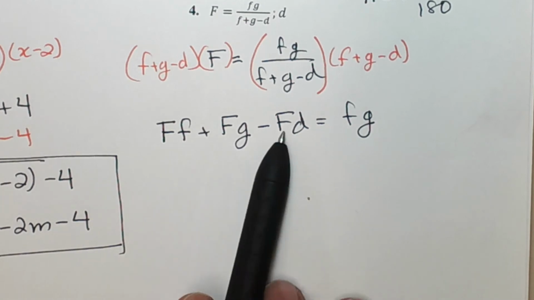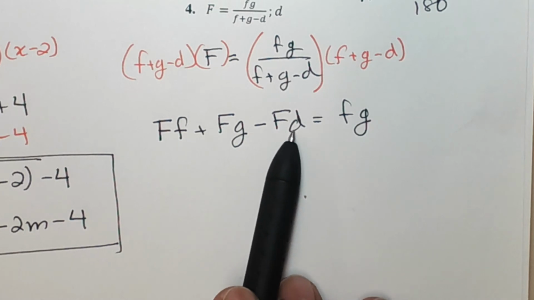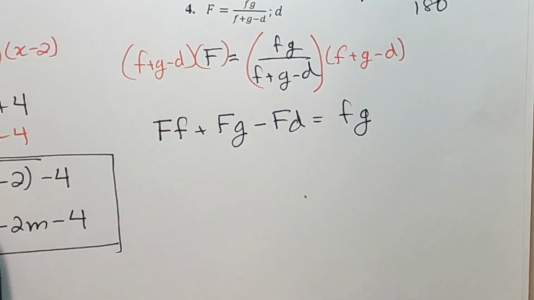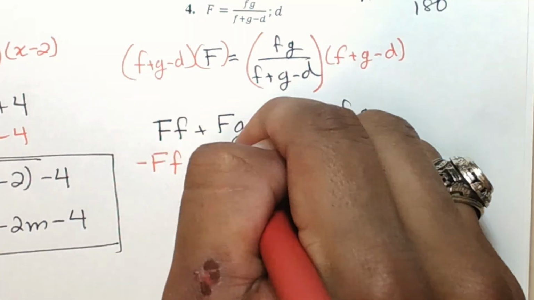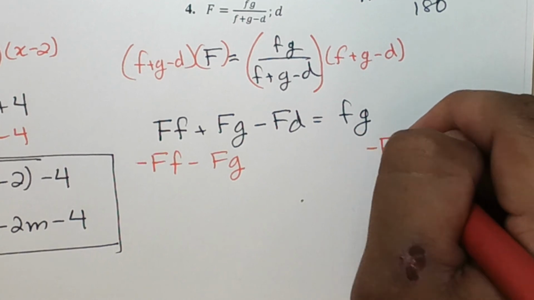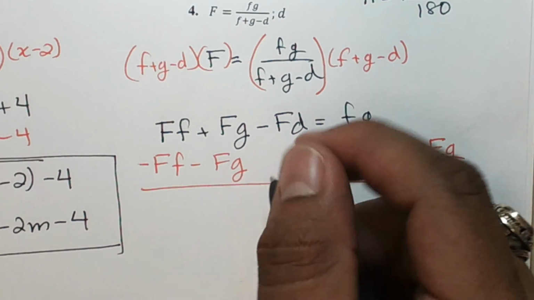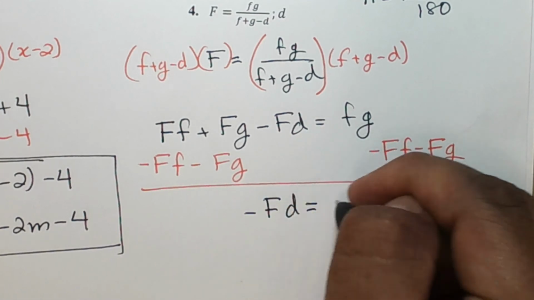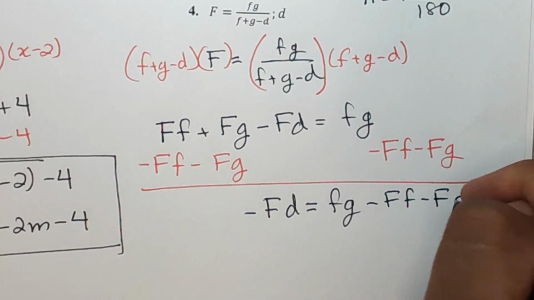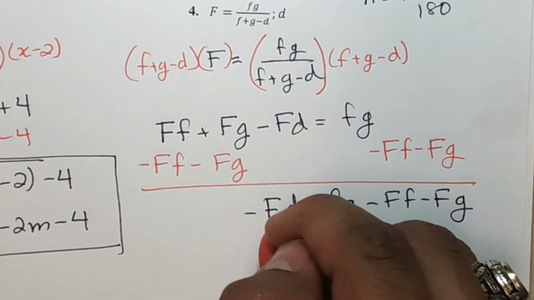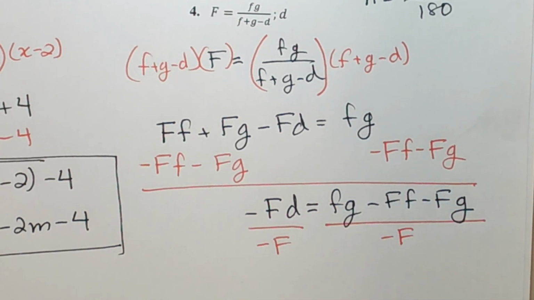So then what I'm going to need to do, just like what I've been doing, is get the letter d by itself. So I'm going to get rid of everything that's being added or subtracted to it. So I'm going to do that to both sides. And I end up getting left with negative capital F d equals lowercase fg minus all of this stuff. And then I'm going to divide both sides by the negative F, since that's what's being multiplied to our letter d.